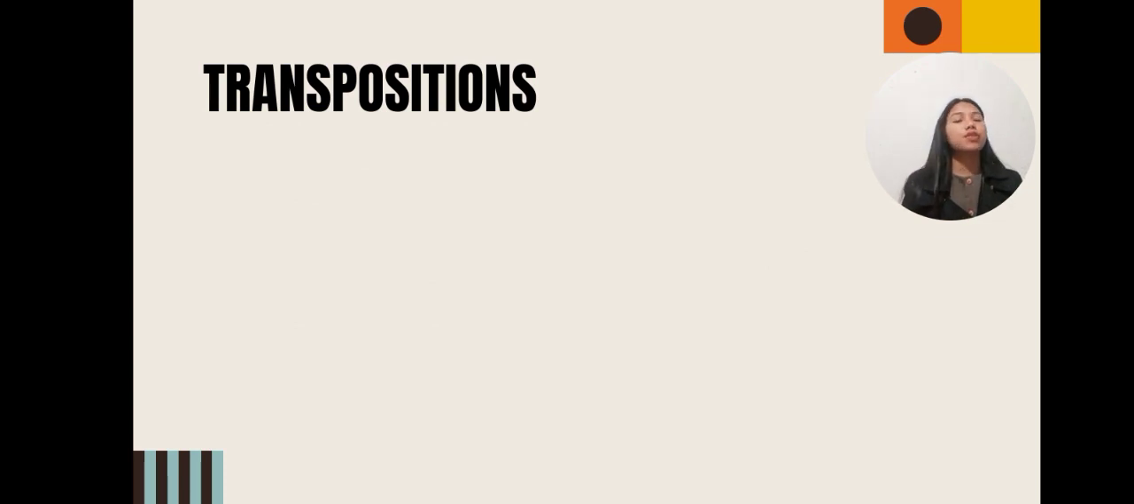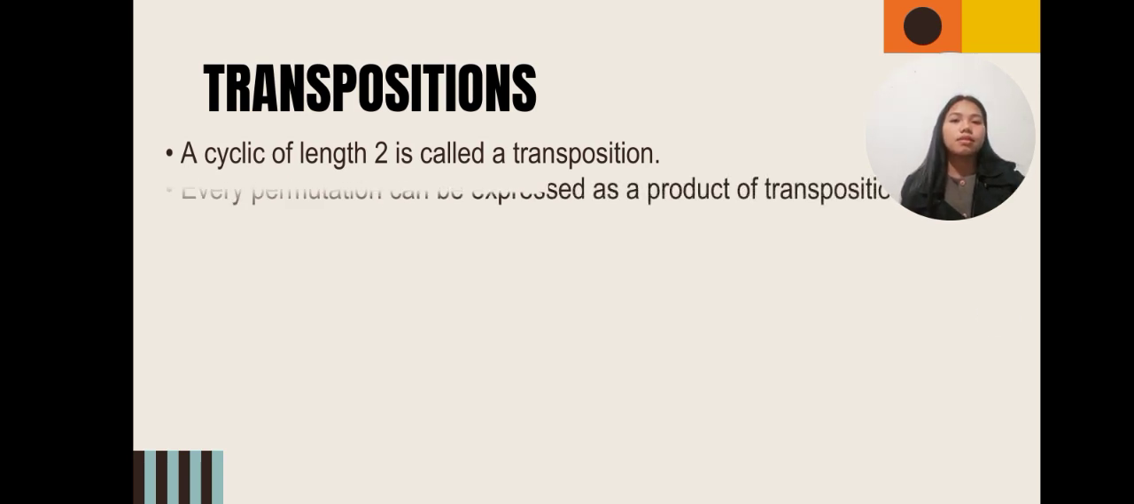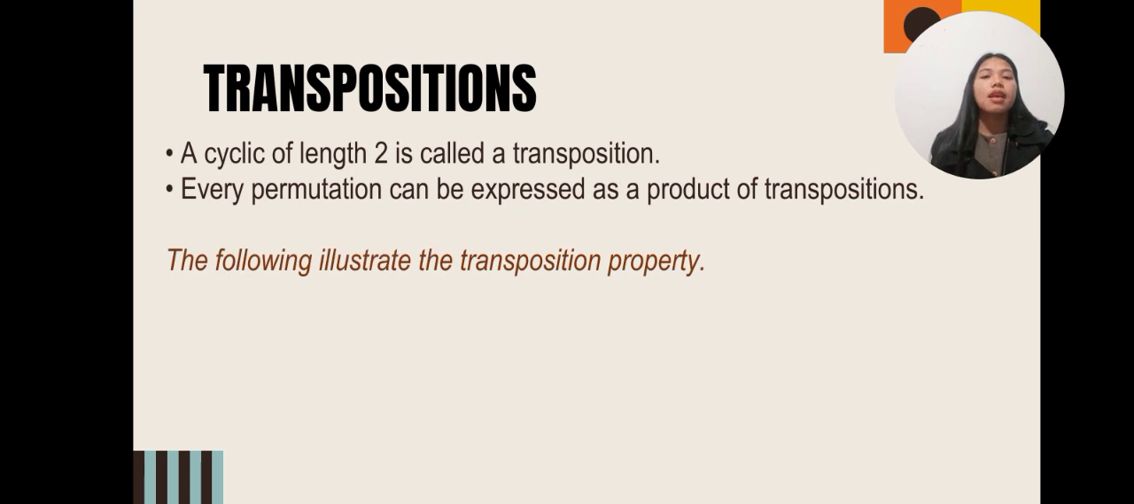Okay, let's proceed to transpositions. We must take note that a cycle of length 2 is called a transposition. Every permutation can be expressed as a product of transpositions. The following illustrates the transposition property.